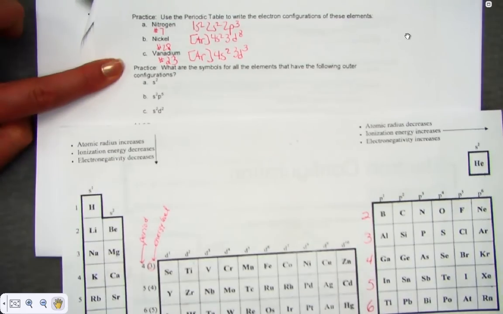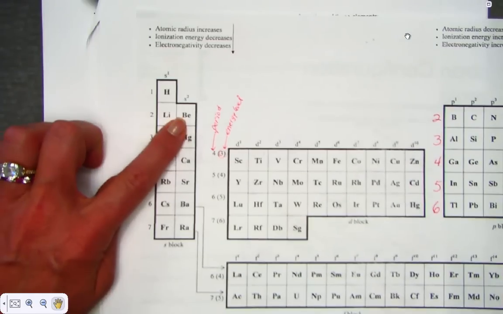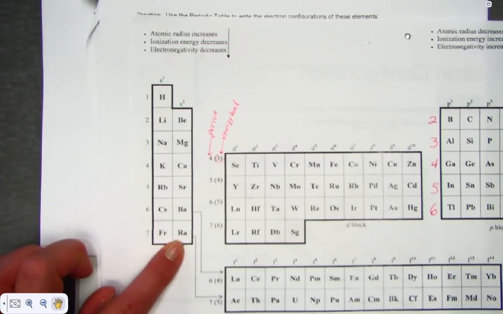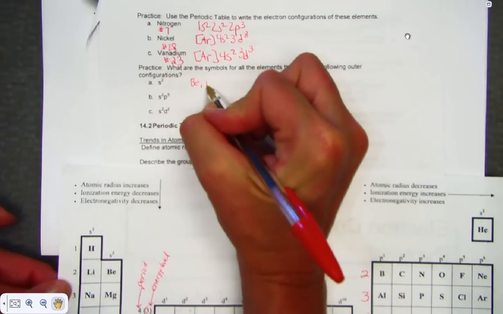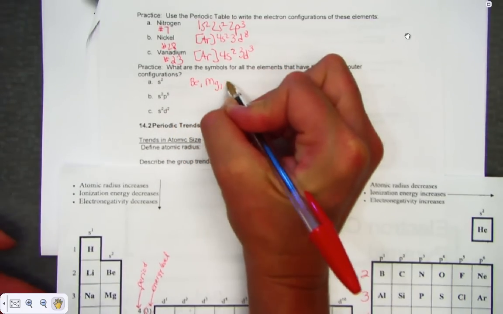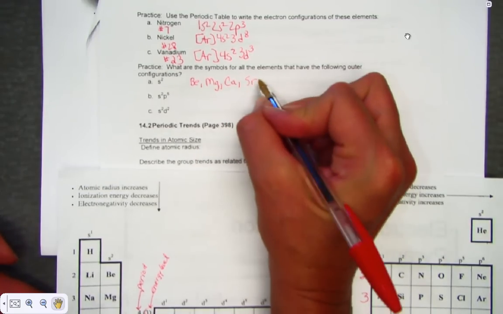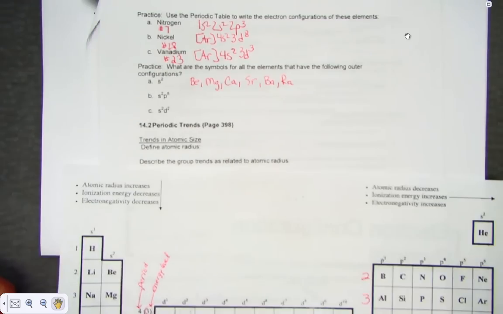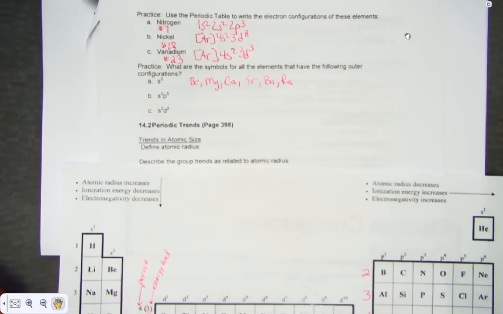What are all the symbols for the elements that have the following outer configurations? Who are the elements that would end with S2? Beryllium would, so would magnesium, so would calcium, strontium, barium, and radium. Beryllium would be 2s2, magnesium 3s2, calcium 4s2, strontium 5s2, barium 6s2, radium would be 7s2. All of those elements would have an arrangement that ended with an S2 configuration.